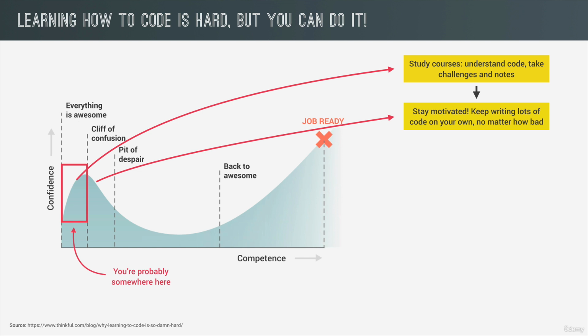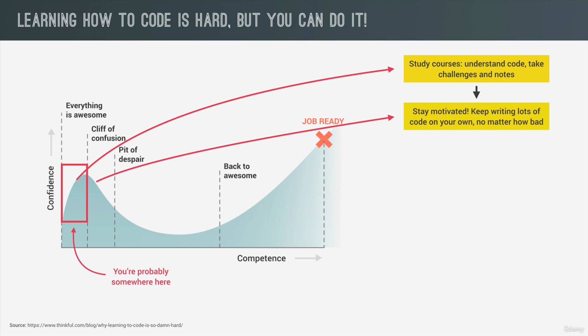Slowly, you will become better at writing code, so you will become more competent. But your confidence might drop even further because now you start to realize just how much more you will need to practice until you can build a real application on your own. You are now in the so-called pit of despair, but believe me, it's not as bad as it sounds.